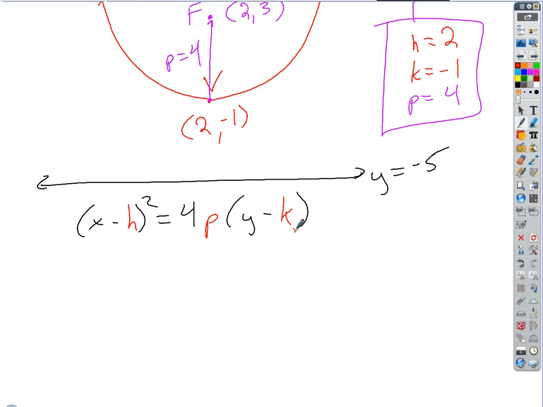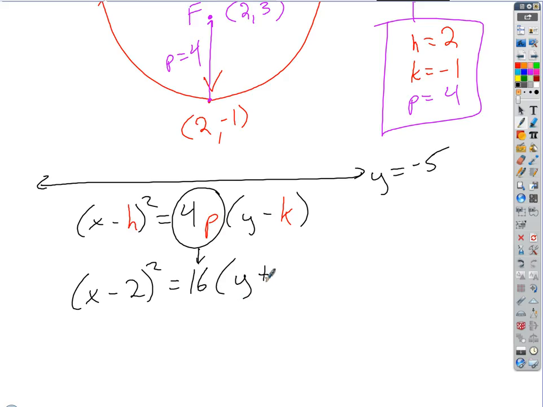So if I plug in 2 for x, I get what? X minus 2 squared. Done. What about 4p? If p is 4, what's this number going to be? 16. Yeah. 16 times y minus negative makes it a positive 1. That's our answer. Okay. And there might be a temptation to want to simplify this by distributing the 16.